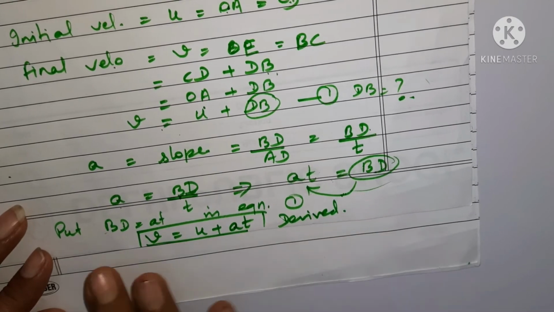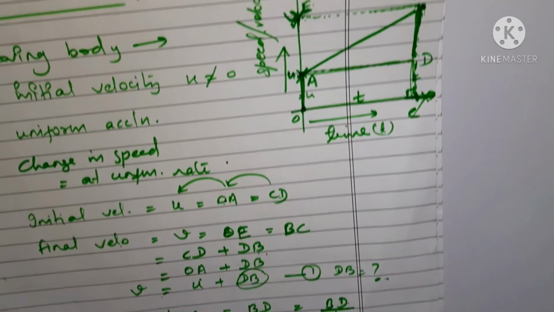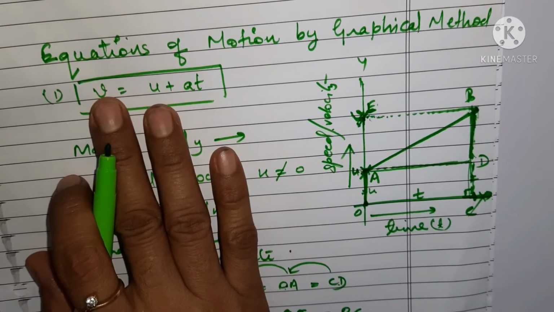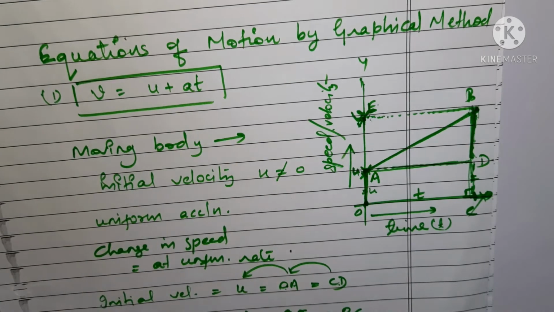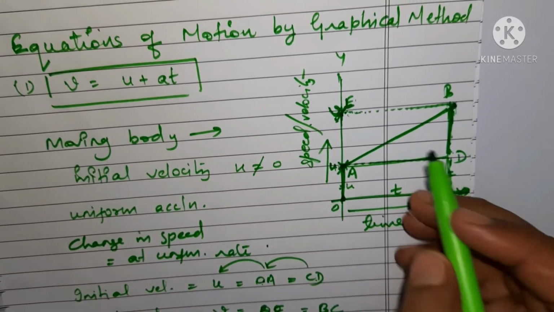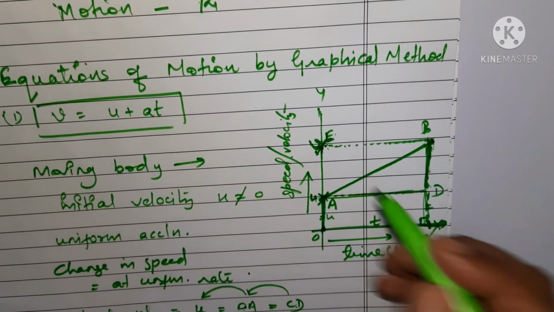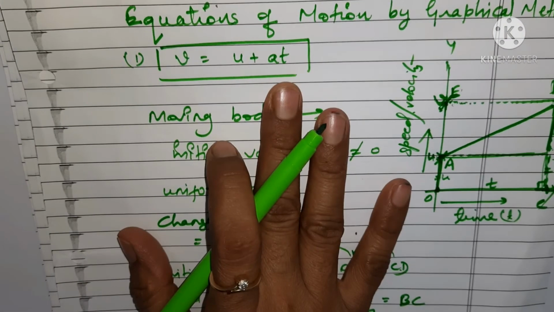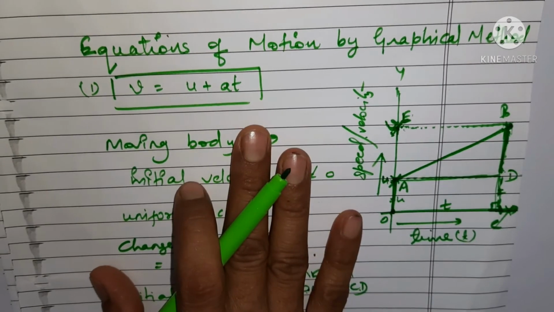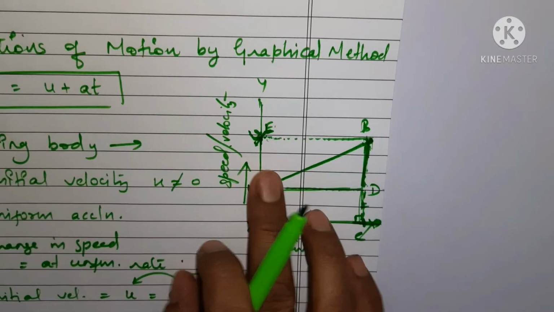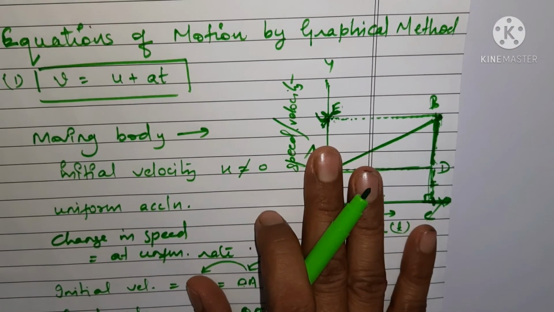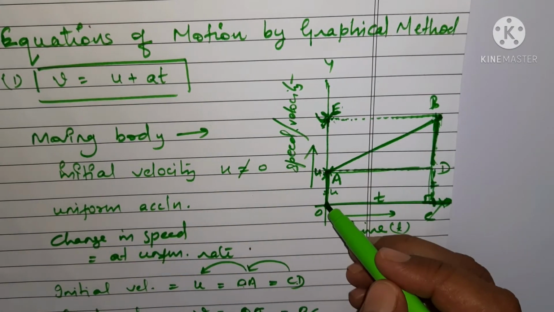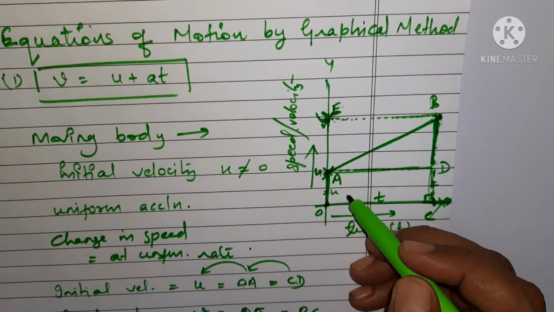I hope you have understood what is done here. What we have seen till now, we have done general derivations of these equations of motion. Okay, and in this we are trying to derive these equations with the help of the graph, right? And we have considered the body moving with uniform acceleration. Now, when the body is moving with uniform acceleration and with initial velocity u, which is not equal to 0, in such cases we will get a graph like this.